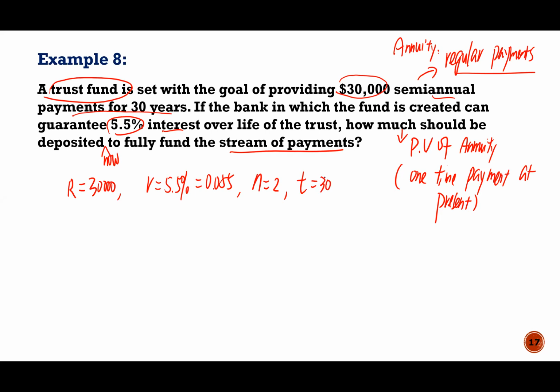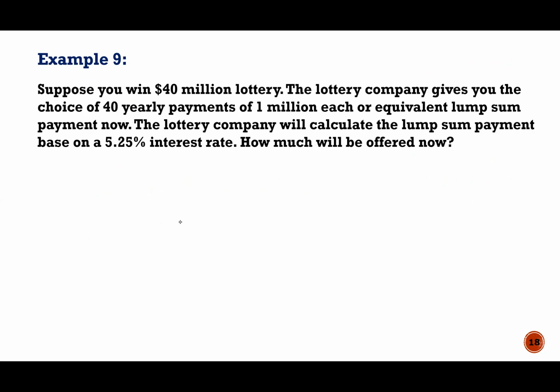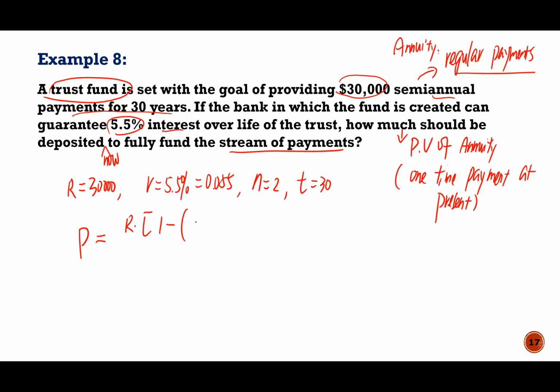Okay. So now if we know all of this, and then we just apply the formula, present value of the annuity equal to regular payment times 1 minus 1 plus R over N raised to negative NT, over R over N. Okay, so remember, for the present value of annuity, the exponent is negative, you get a negative sign. Okay, so pay attention to this detail so you do not apply the formula incorrectly.